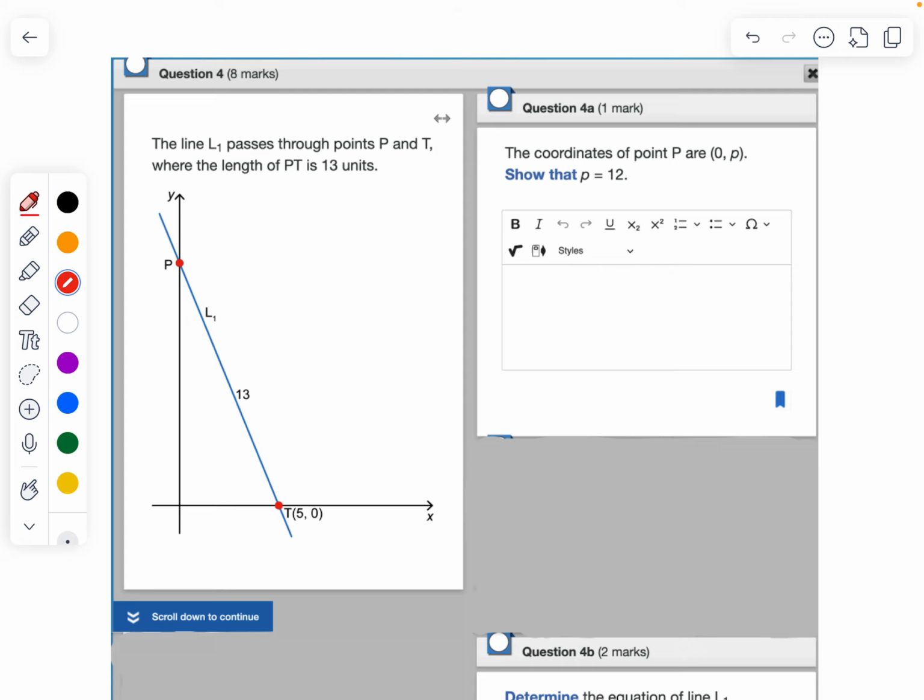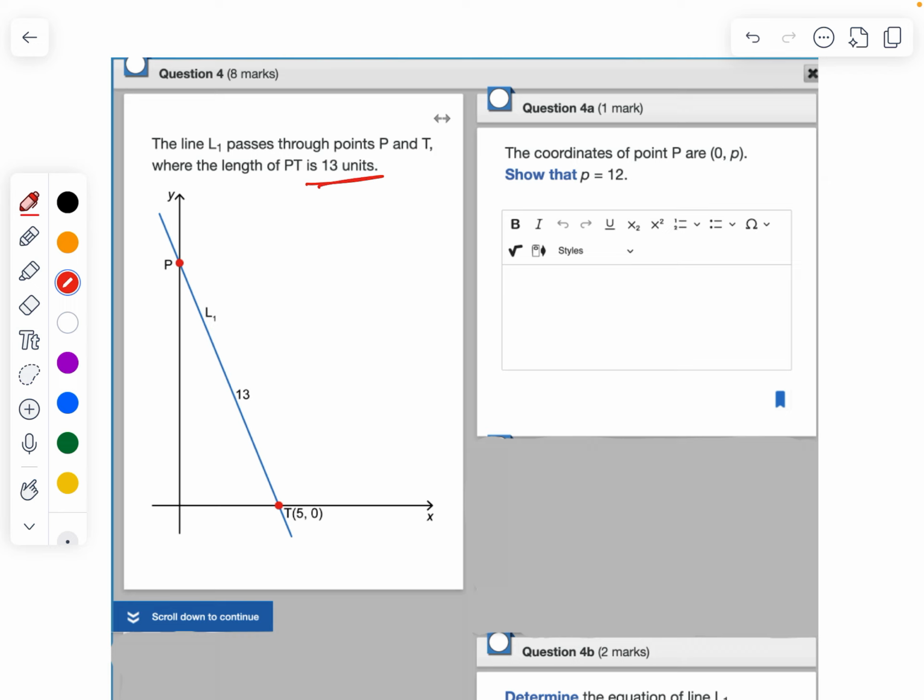Right, let's move on to the next question then. So this question, it's worth a couple of marks. The first one, we just have a graph. It tells you here that the line L passes through the 2 points, and from P to T, the distance is going to be 12 units. It wants us to show that the coordinate for P is 0 and then 12, okay? So it's telling us that we have to show that it is 12.